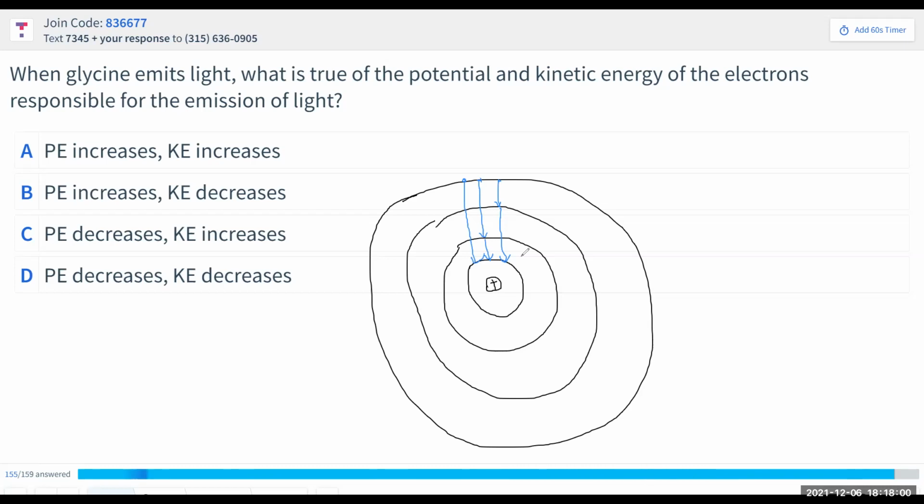And when it comes to the kinetic energy, when the electron is far away from the nucleus, it is going to slow down. As a result, it's going to have a lower kinetic energy. When it comes back down closer to the nucleus, it's going to move faster. And as a result, the electron gains kinetic energy. Therefore, during the emission process, the kinetic energy of the electron increases. So the correct answer is potential energy decreases, kinetic energy increases. Therefore, option C.